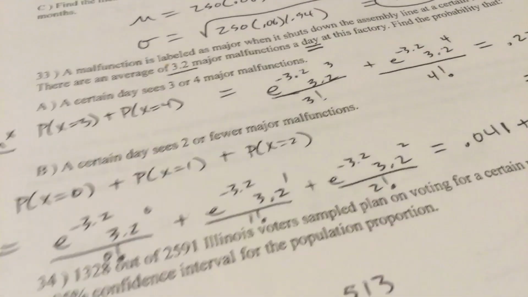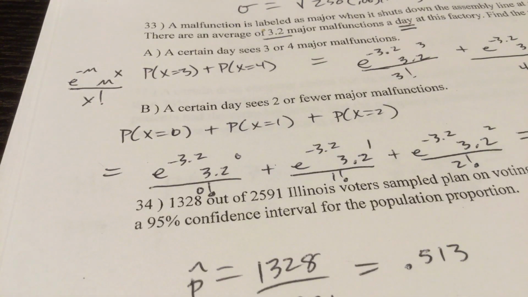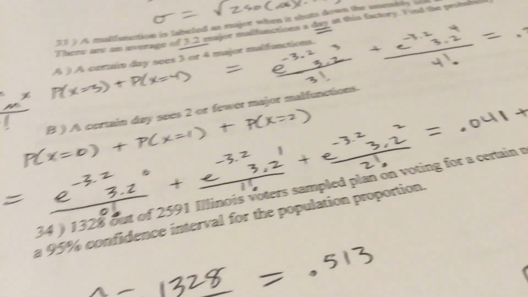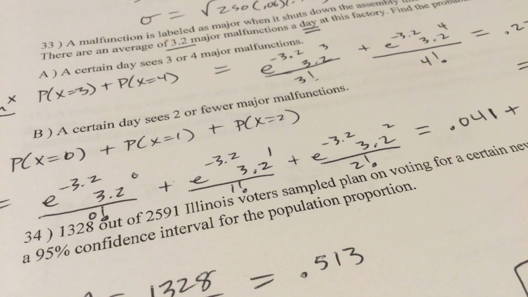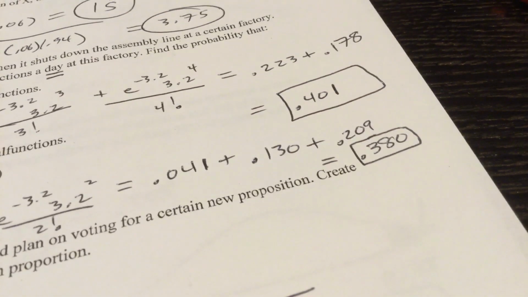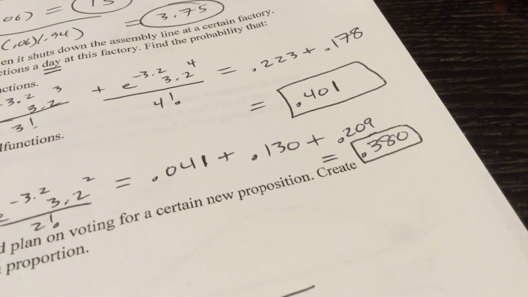A certain day sees 2 or fewer, so probability x is 0, 1, or 2. All right, there you go. We already know the probability of getting 2 failures. Oh, no, we do not. We do not know the probability of getting 2 failures. We've got to do all that. There we go.